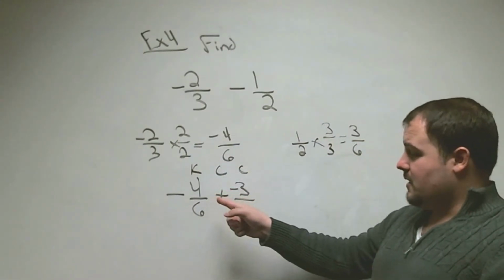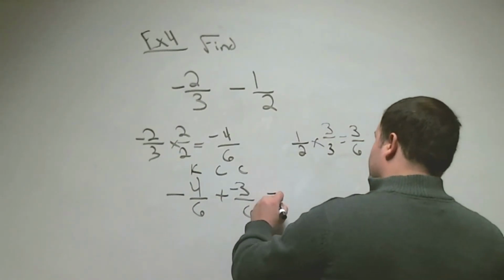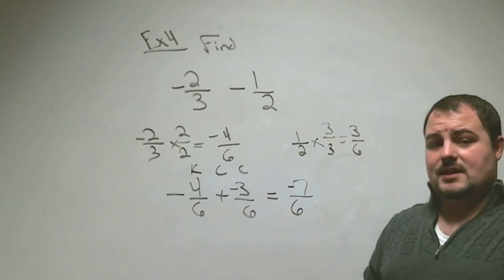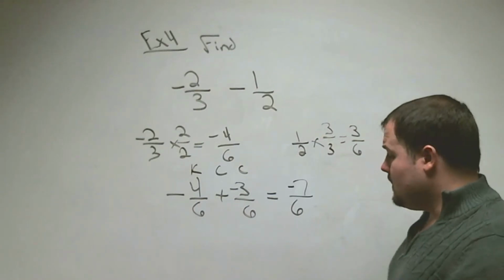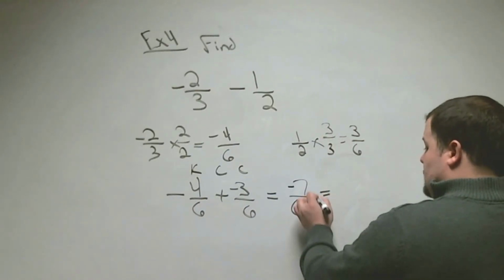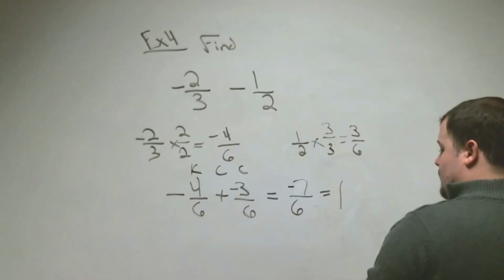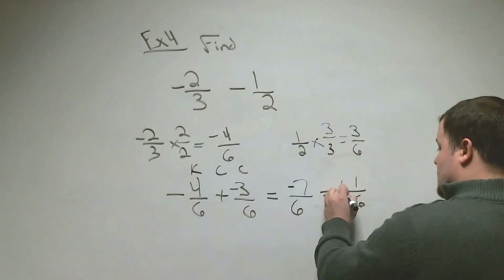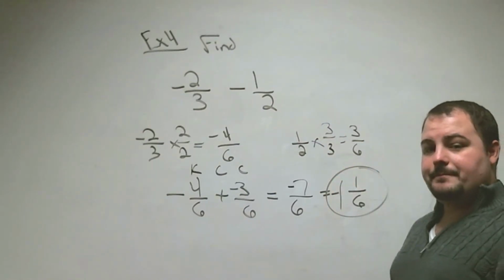Well, if I have 4 negatives and I have 3 negatives, how many negatives do I have? Well, I got 7 negatives. So my answer is negative 7/6. Well, that's improper, but if you get that answer, that's okay, that's a C. So what we do is we say if we have 7, how many times could we take 6 away? 1. What's left? Well, 7 minus 6, there's 1 left. So our answer is a negative 1 and 1/6. And that's our answer to this problem.